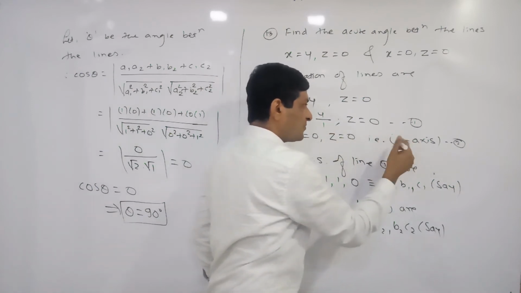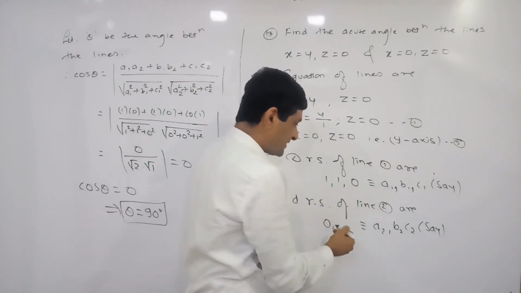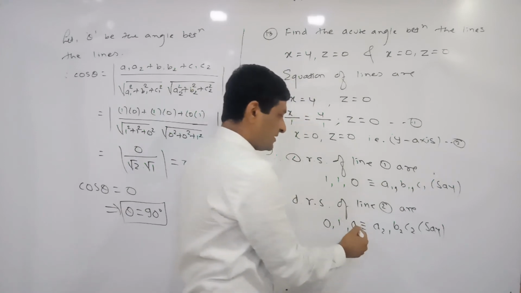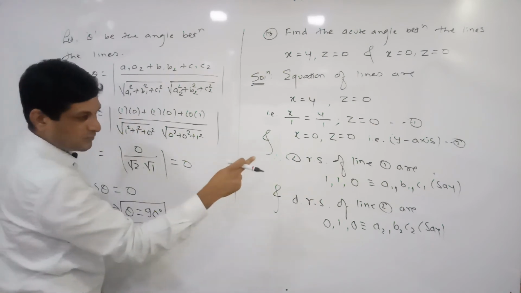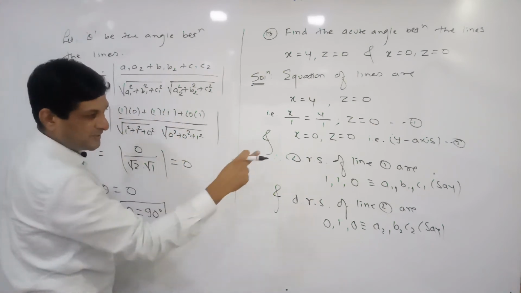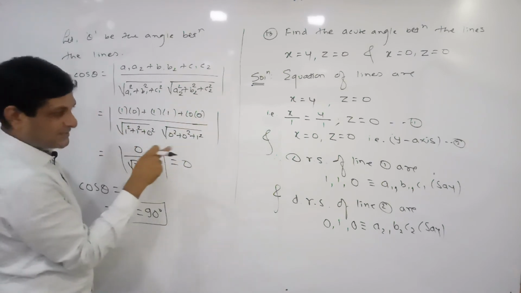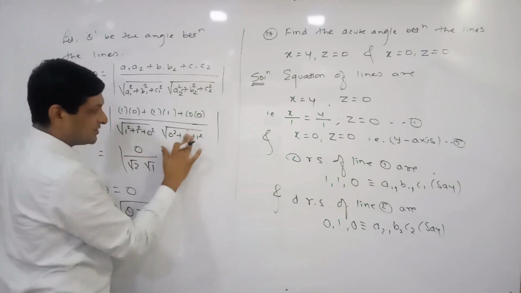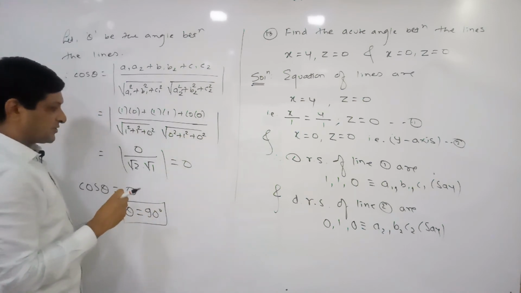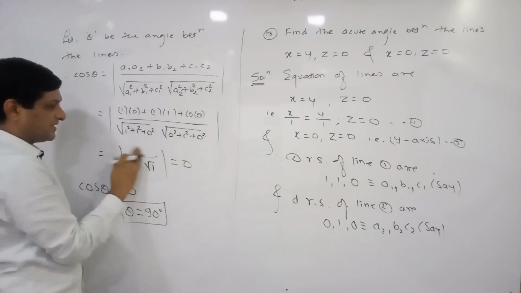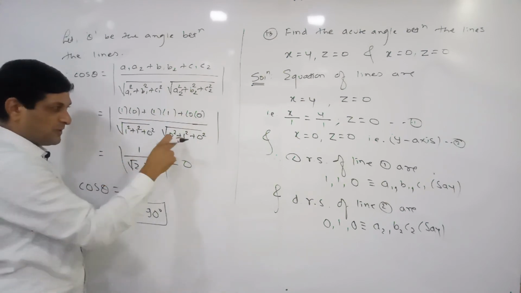It is the equation of the y-axis. And since it is the equation of the y-axis, the direction ratios of the y-axis are 0, 1, 0. So let us substitute these values in this formula. So 1 into 0, here we will get 1 into 1, and lastly we will get 0 into 0. So here also we'll get 1 square plus 1 square plus 0 square, and in the second equation 0 square plus 1 square plus 0 square. So in the numerator 0 plus 1 plus 0 will be equal to 1, and in the denominator here we'll get root 2 and here we'll get 1.